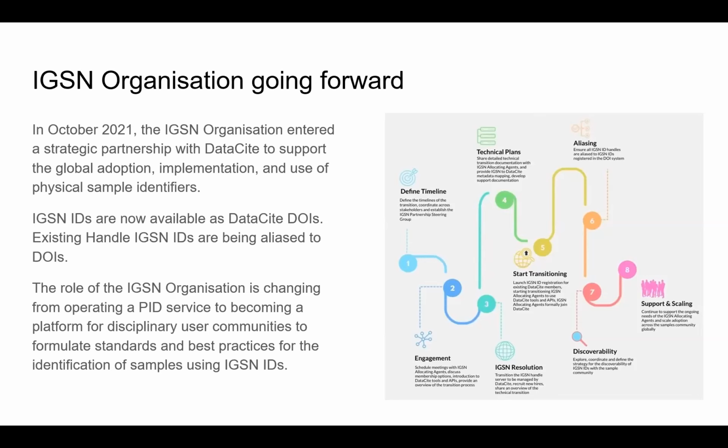On the right-hand side is a little cartoon showing the path of that process. We are fairly advanced now to the right-hand side, where the aliasing of the legacy identifiers is in progress, and what we will be working on is the discoverability of samples. So this means that the role of the IGSN organization is changing from operating a persistent identifier service to becoming a platform for interdisciplinary user communities to formulate standards and best practices for the identification of samples using IGSN IDs. Next slide.